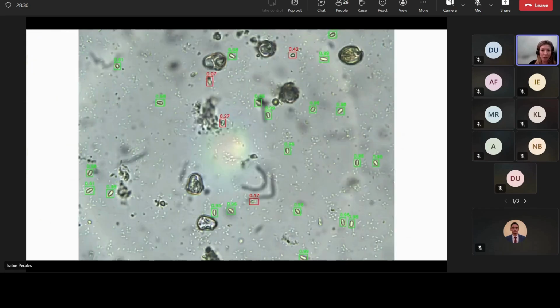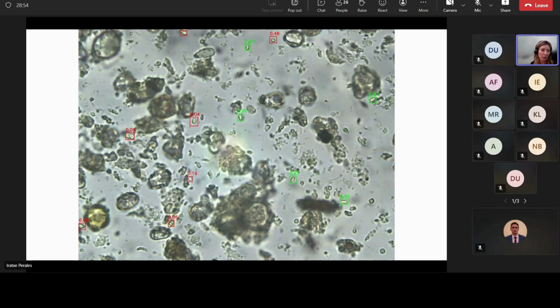Here you can see real pictures. This sample is quite clean. It's an easy sample. Here you can see that the squares in green are positive detections of Nosema, and the squares in red were negative, where the AI said that there is something, but it is not Nosema.